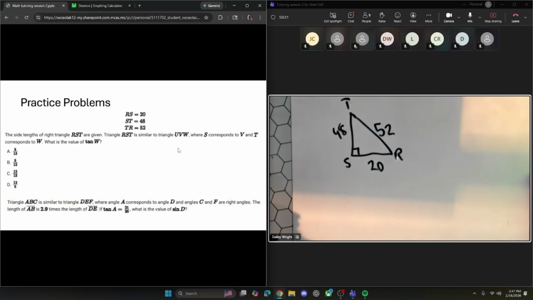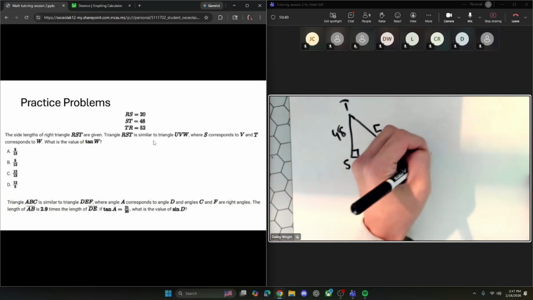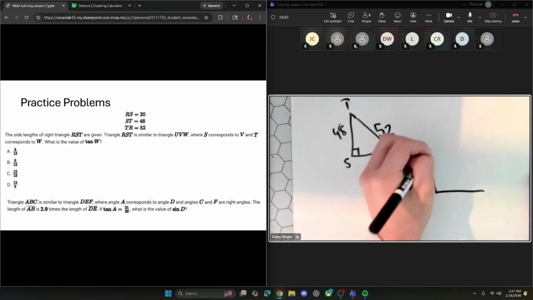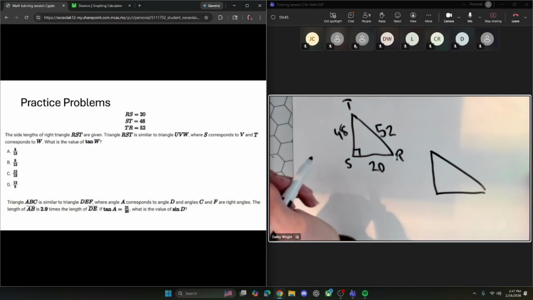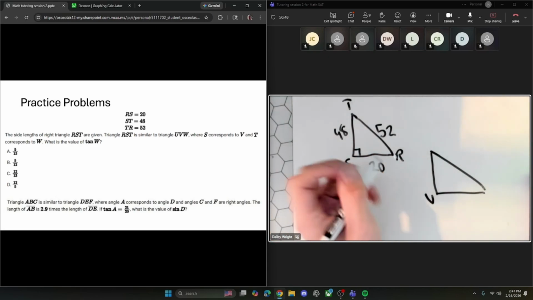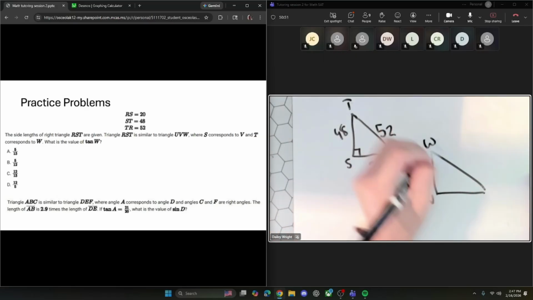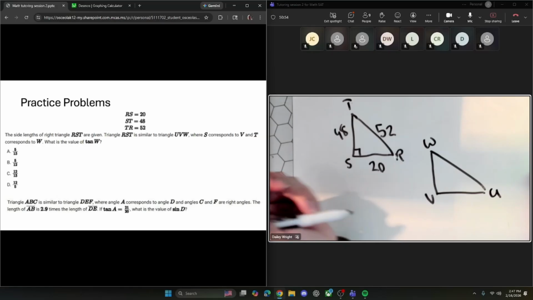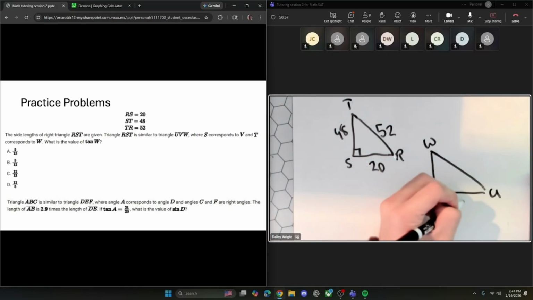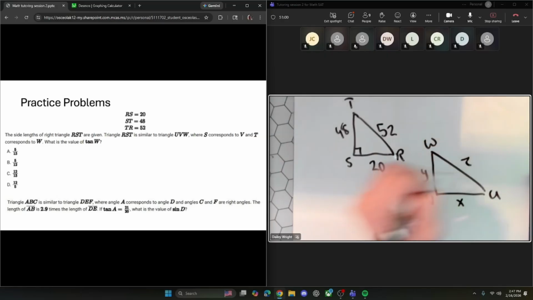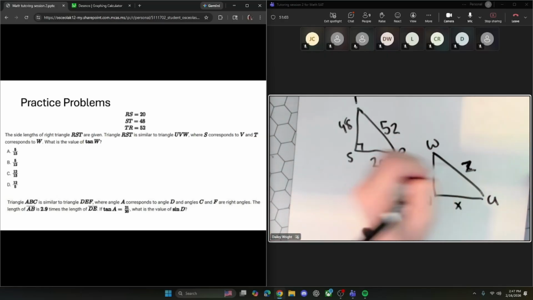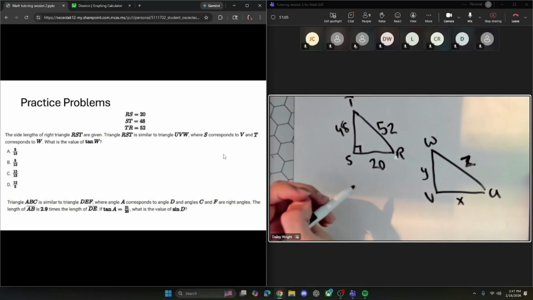Okay, so it wants to find the value of tangent of W. Oh, this triangle is similar to UVW. S corresponds to V and T corresponds to W. So this would make, we don't know any of the side lengths to this one. That is a Z. But what we do know is that in similar triangles, the sides are proportional.